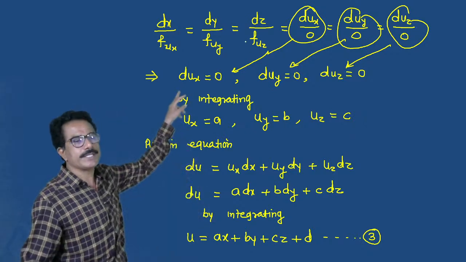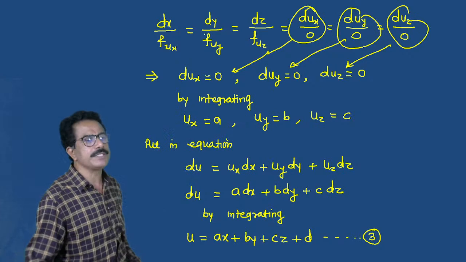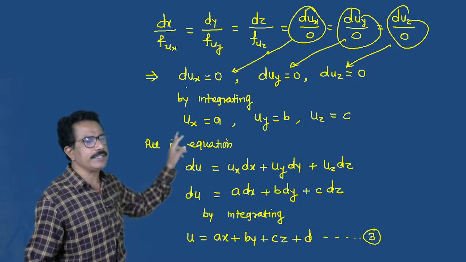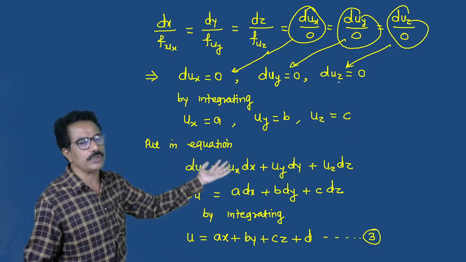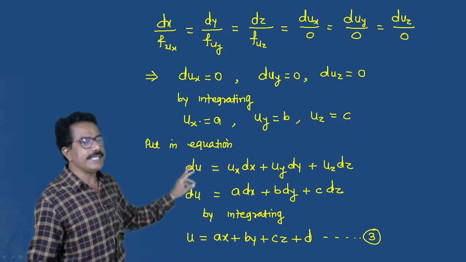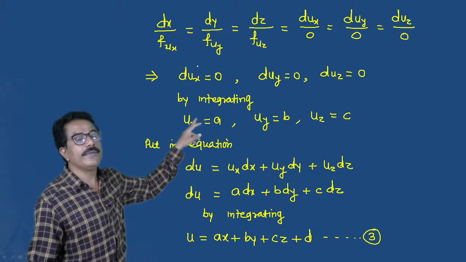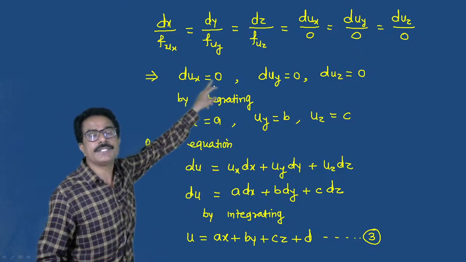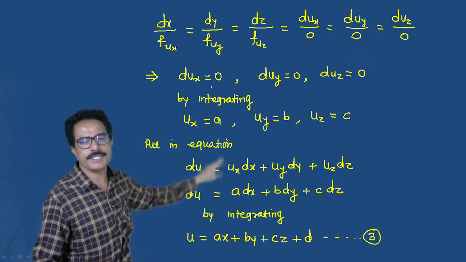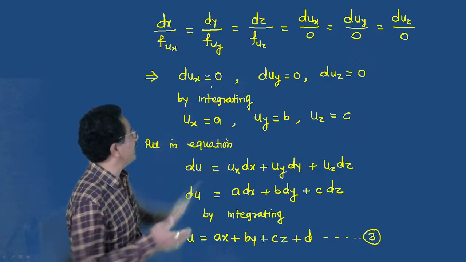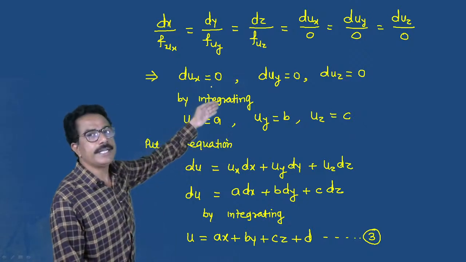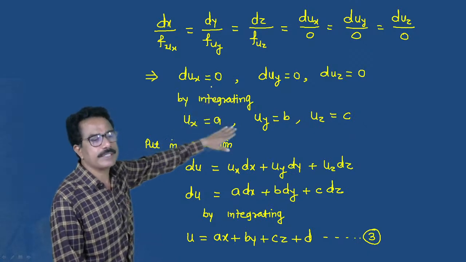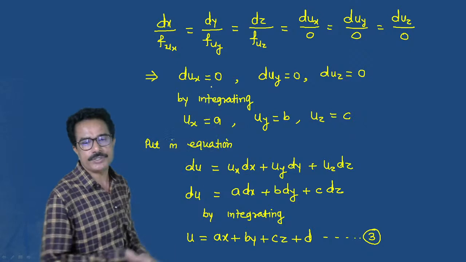From this equation 3, from this Jacobi's auxiliary equations, we can write dux is equal to 0, duy is equal to 0, duz is equal to 0. After integrating, the derivative will get cancelled. We will write ux, integration of 0, integration of 0 is 0, and the constant of integration is a. Similarly, integration of duy is uy, integration of 0 is 0, and the constant of integration is b. Similarly, uz is equal to c.